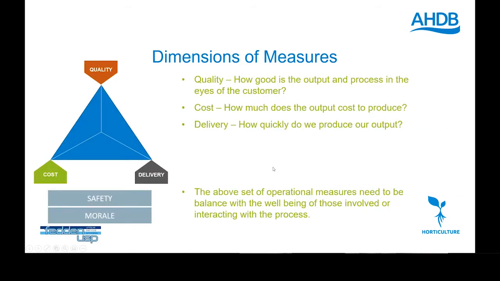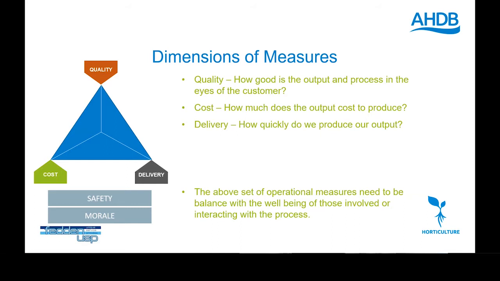So we have dimensions of measures. So we're talking about what things would you measure in a process? And we have a fairly simple matrix of the 3 things we push people to measure. And they're fairly simple, and you will be doing some of these already.